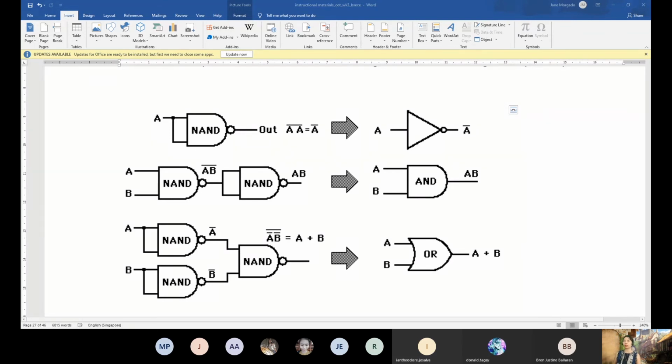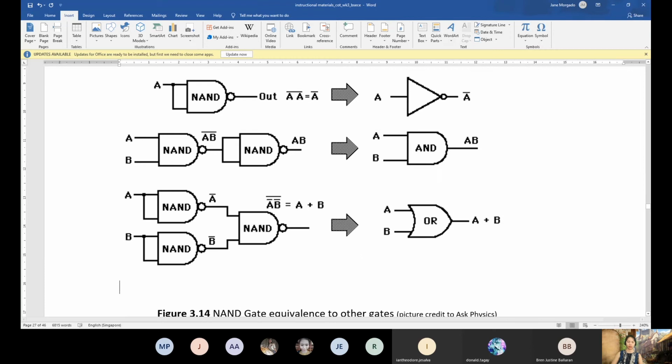What? Which one, Justin? Ah, okay. The last one became plus. Using De Morgan's. So we use De Morgan's here. So for the last one, I'll just discuss it here. We have A prime times B prime and then prime.